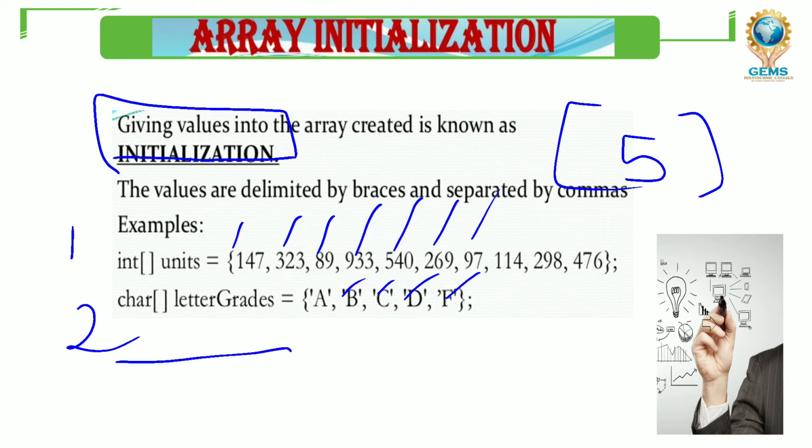What is the name of the array? letterGrades is the name of the array, and char is the data type. Already we know how to declare an array: first the data type, then the array name, then brackets. That is the declaration part. Now values are also given. When you are giving values, that process is known as array initialization.